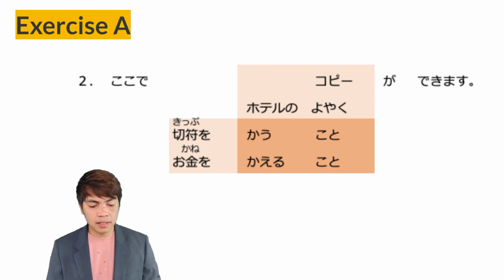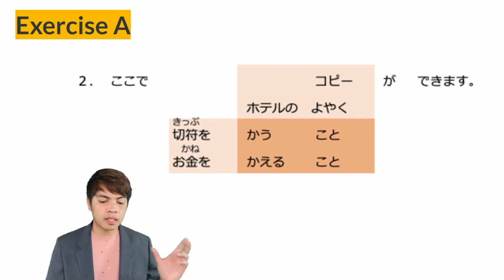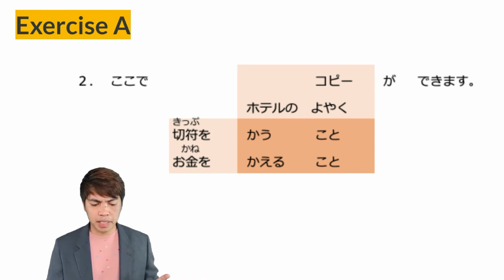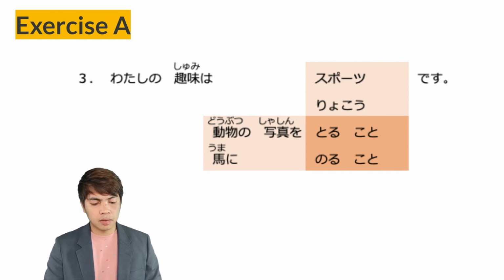Next, koko de okane o kaeru koto ga dekimasu. From the verb okane o kaemasu. Kaemasu, to change money. So for example, from dollars to yen. Kaeru koto ga dekimasu, you can change money here. Number 3, watashi no shumi wa sports desu.